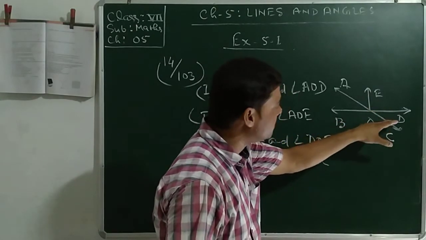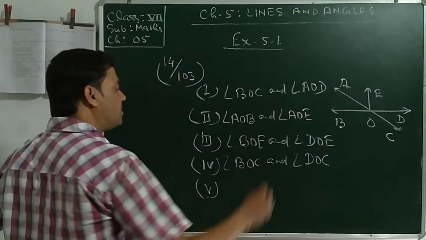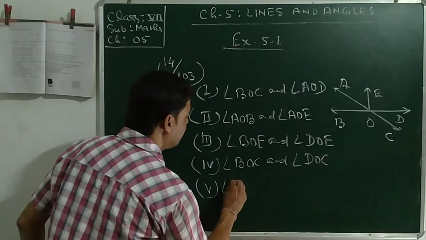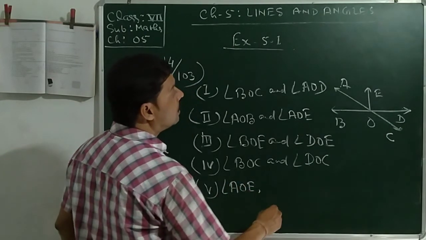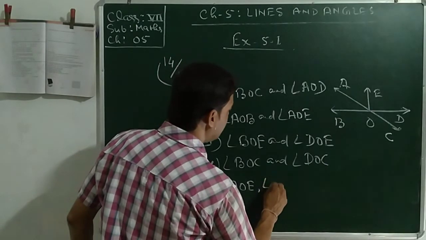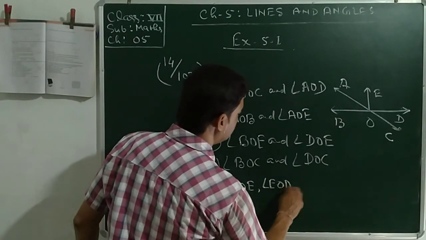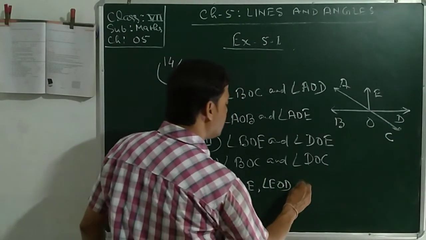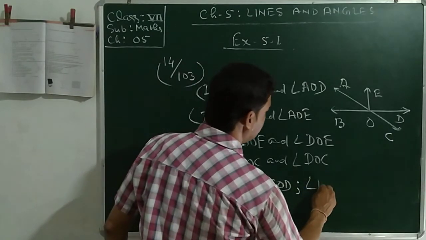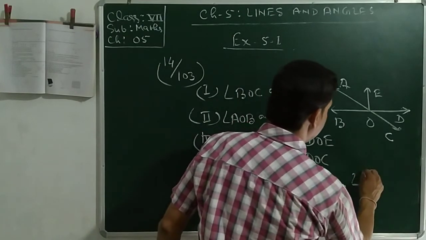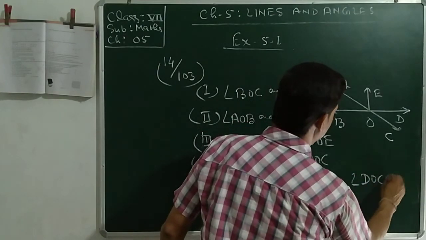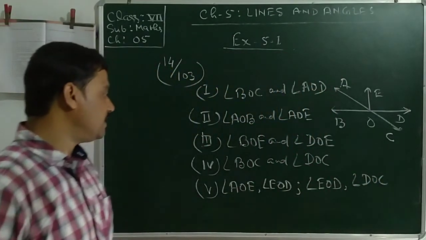These are the adjacent angles. They do not. So we can write two pairs here. Angle AOE and angle EOD. And another pair is also there, angle EOD and angle DOC or COD, whatever you write.